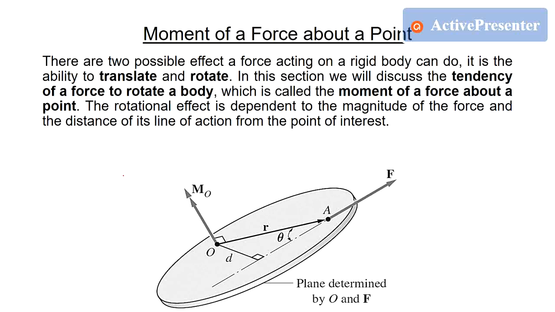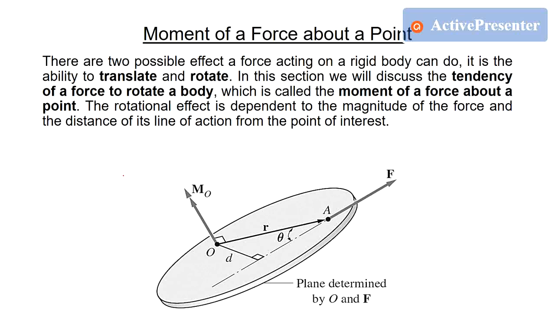For our next topic, we will discuss the moment of a force about a point. There are two possible effects of a force acting on a rigid body. The first one is the ability to translate, and the second one is the ability to rotate. In this section, we will discuss the moment of a force about a point, which is a tendency of a force to rotate a body. The rotational effect is dependent on the magnitude of the force and the distance of its line of action from the point of interest.